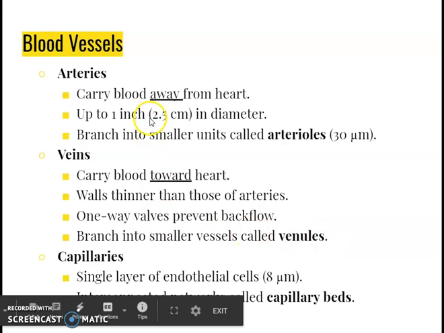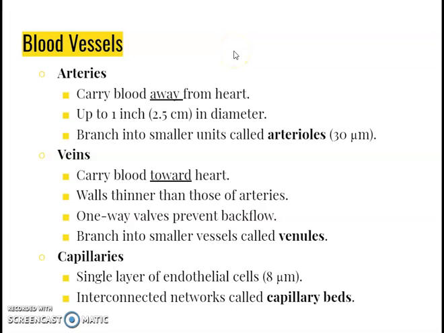Okay? And then in between the arteries and the veins are capillaries. And this is really where any exchange between the blood and the tissues is going to happen, in these thin-walled capillaries, where the blood, like red blood cells, really are going almost single file through these capillaries.